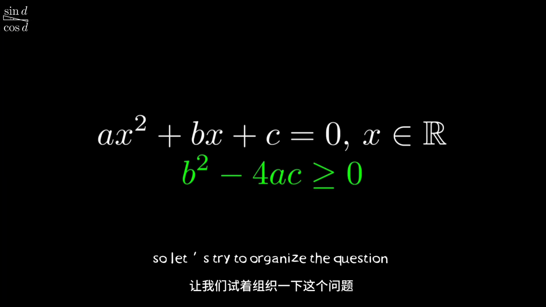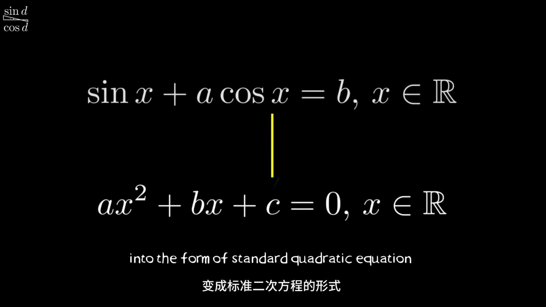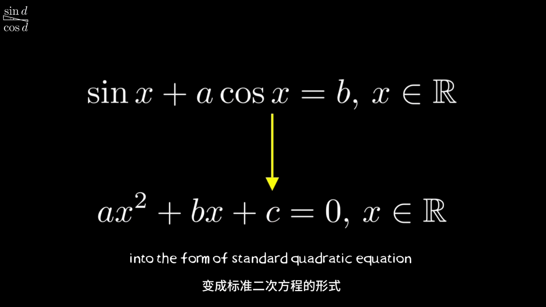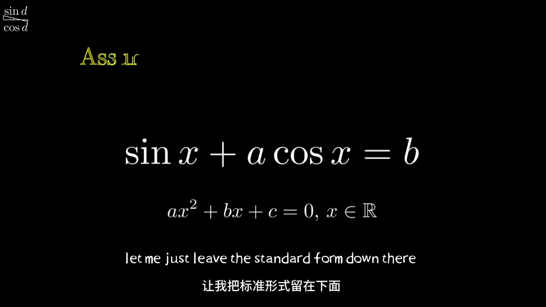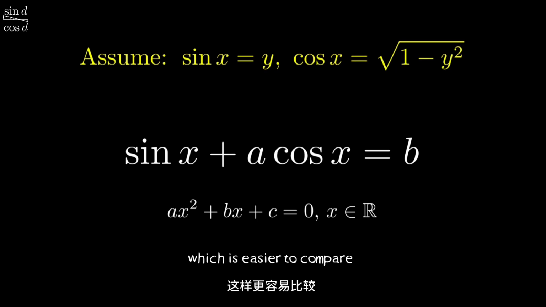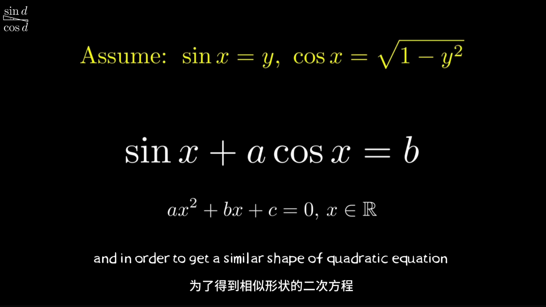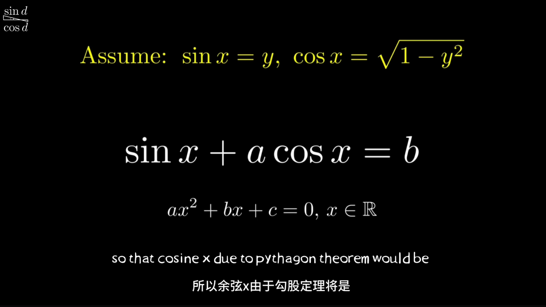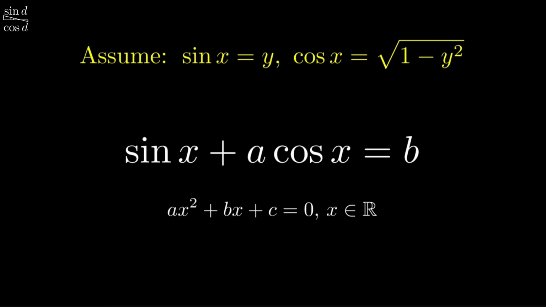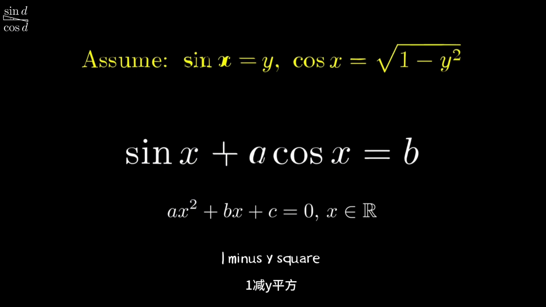So let's try to organize the question into the form of a standard quadratic equation and see whether the discriminant can solve the problem. Let me leave the standard form down there, which is easier to compare. And in order to get a similar shape of quadratic equation, let's substitute sin x by y, so that cosine x, due to the Pythagorean theorem, would be the square root of 1 minus y squared.